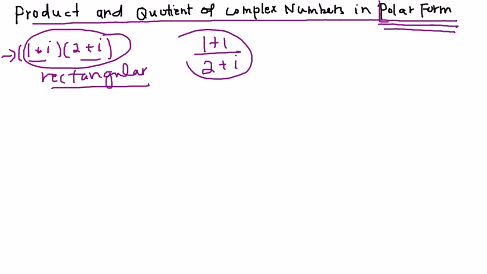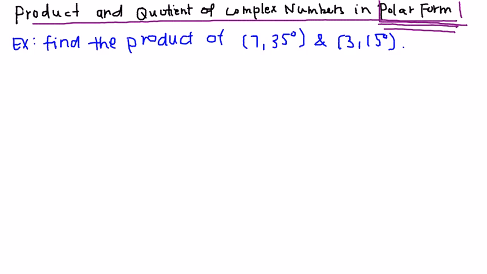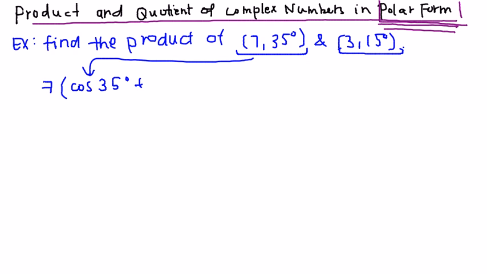Well, these are both in rectangular form. However, what happens when they're written in polar form, such as if we're asked to find the product of 7, 35 degrees and 3, 15 degrees? So the first thing we want to do is write this in terms of cosine and sine. So this first one we can write as 7 times cosine of 35 degrees plus i times sine of 35 degrees. The second point we can write as 3 times cosine 15 degrees plus i sine of 15 degrees.